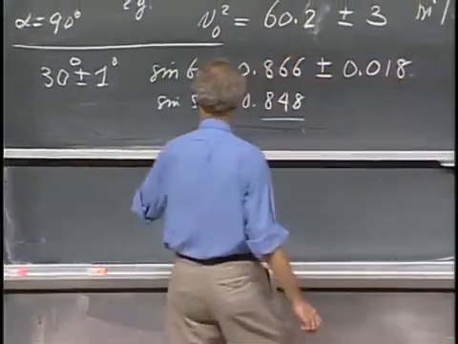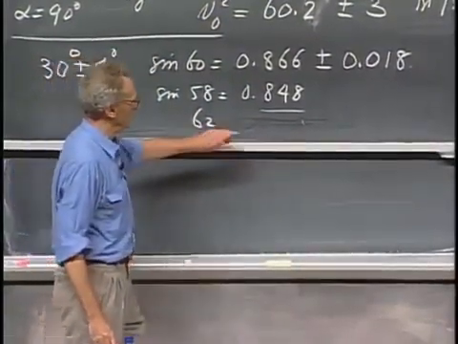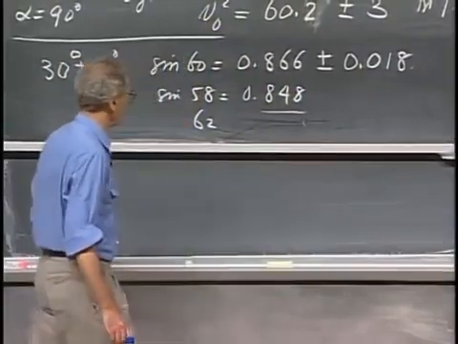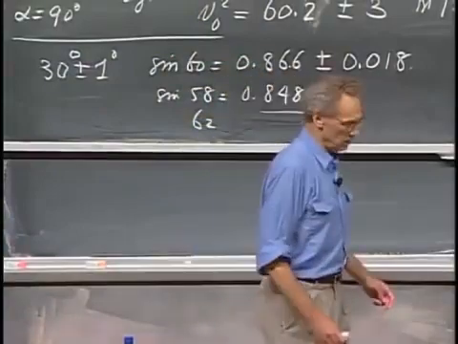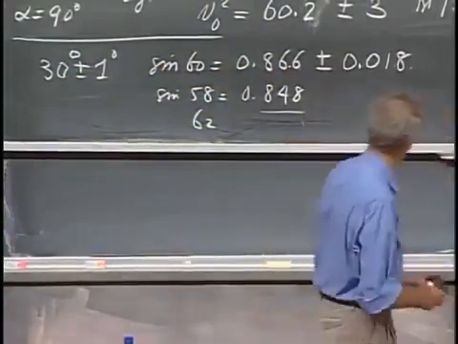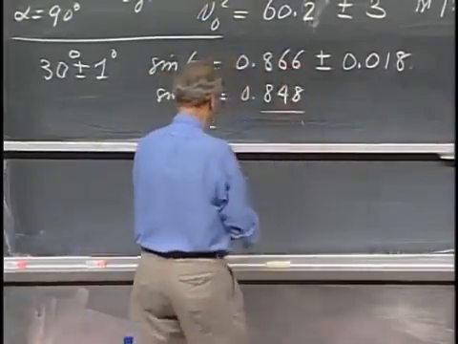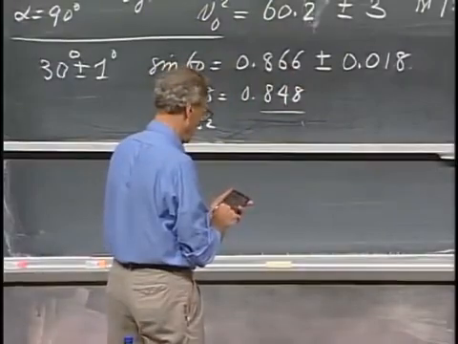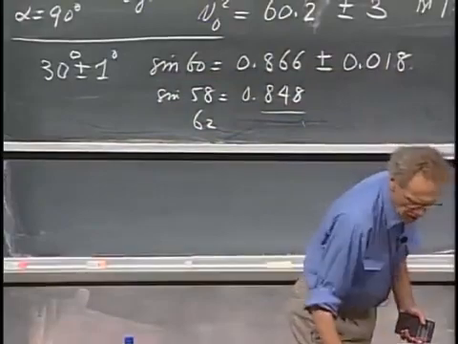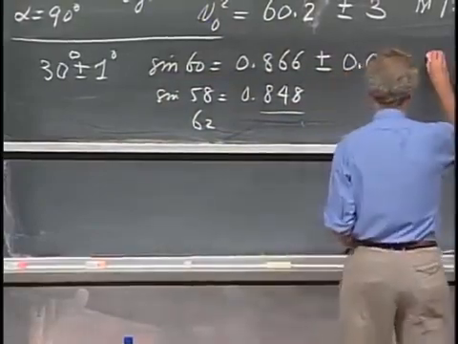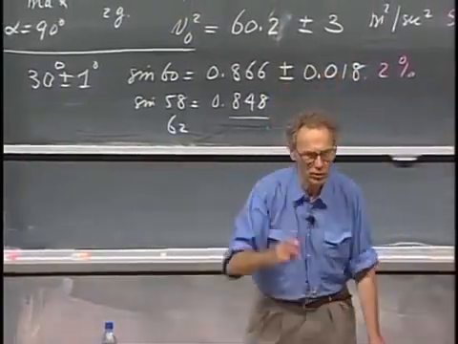If you want to check what the sine of 62 degrees is, you will see that that is about this much higher than this. So we must allow for this error. And that is an error which is by no means negligible anymore. That is an error which is 18 divided by 866. That is a 2% error. So now we're dealing all of a sudden with a 2% error in the sine of 2 alpha, even though there's only a 1 degree uncertainty in the angle.